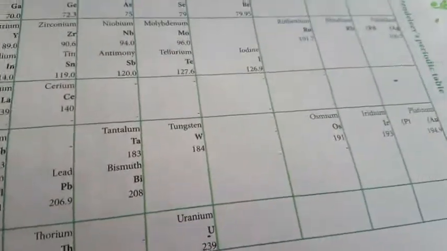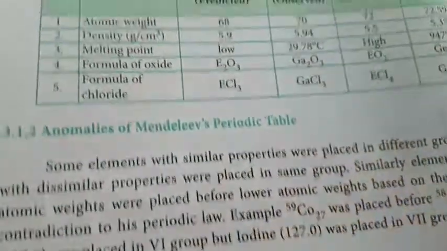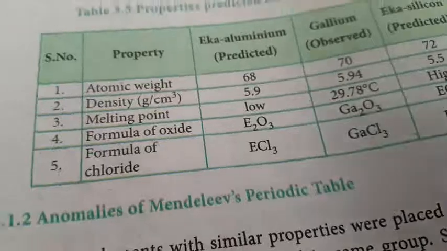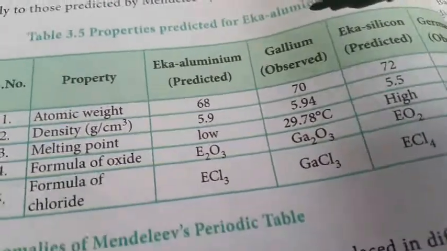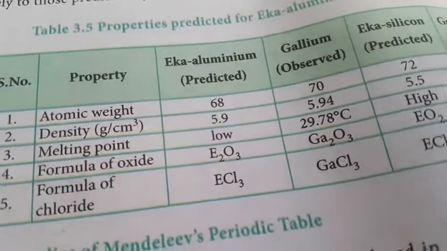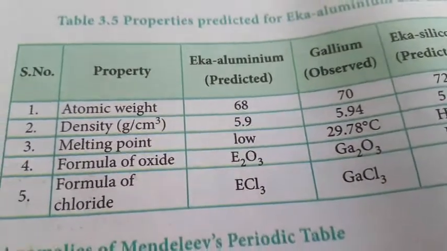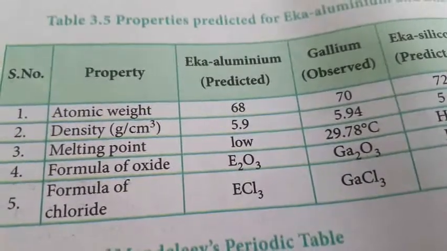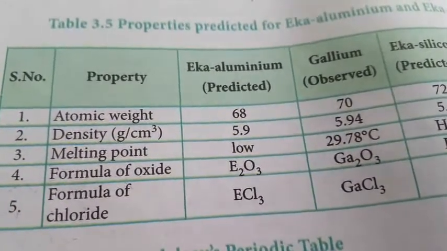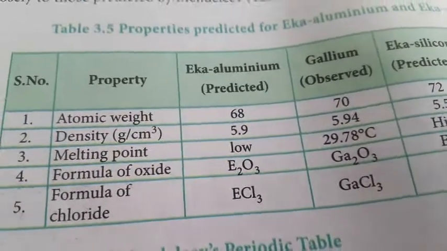How did he predict that? He predicted that some missing elements would have the same properties as the previous element. That is called Eka aluminum, as he named it. For example, between gallium and germanium some elements would come. Later on, after the discovery, the properties were found similar between germanium and tellurium. This is the conclusion after Mendeleev's periodic table.